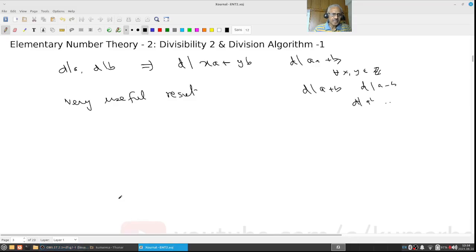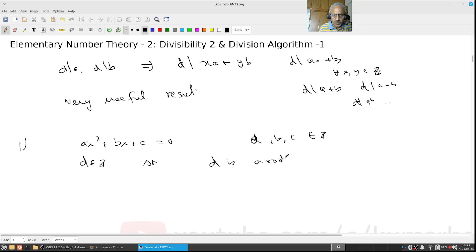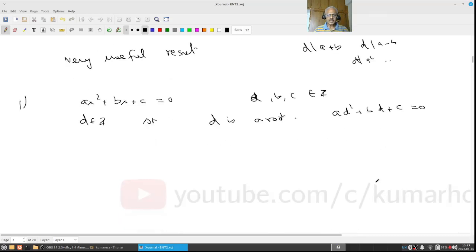I'll give some two or three typical examples. The first example application is that suppose I have a polynomial ax squared plus bx plus c equal to 0, where a, b, c are all integers. Suppose d is also an integer, so that d is a root of this polynomial, that is, ad squared plus bd plus c equals 0. Then we want to prove d divides c.